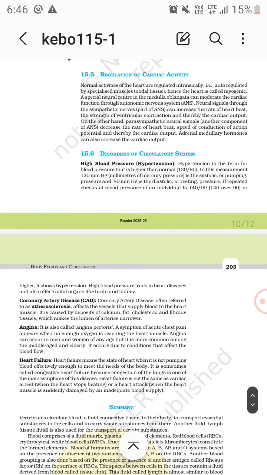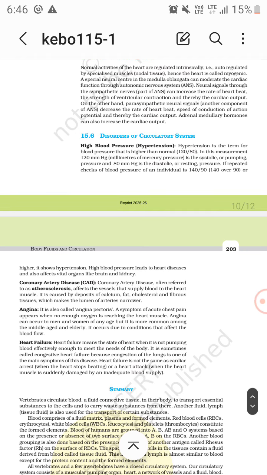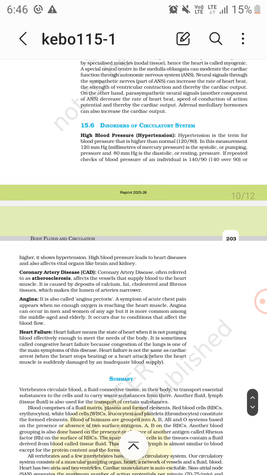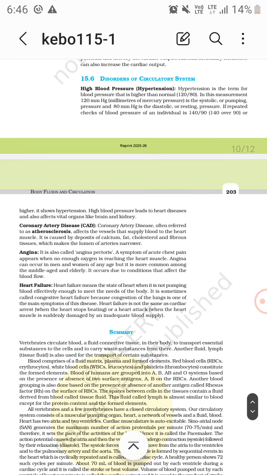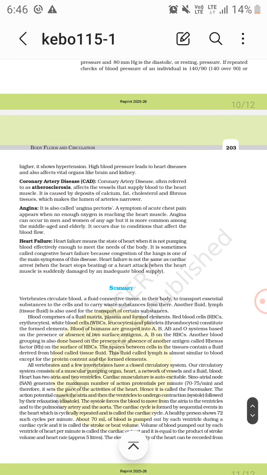Now disorders of the circulatory system. High blood pressure, that is hypertension: if it continues to check like 140 over 90, then it is hypertension. Heart diseases can affect vital organs like the brain and kidney. And 120 over 80 is normal, so 120 is systolic, and 80 is diastolic, the resting pressure.